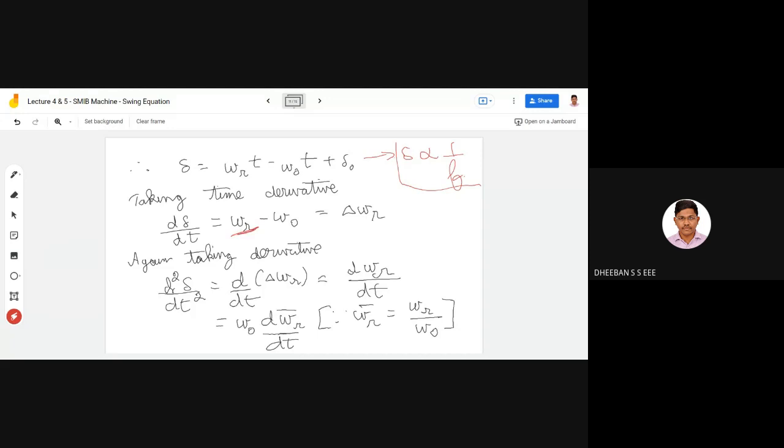After this you will be getting the value as angular velocity minus the rated velocity. It is a difference in value, and hence you can take it as a del. That is a change in angular velocity that you can take. Okay, I hope you are able to understand it.